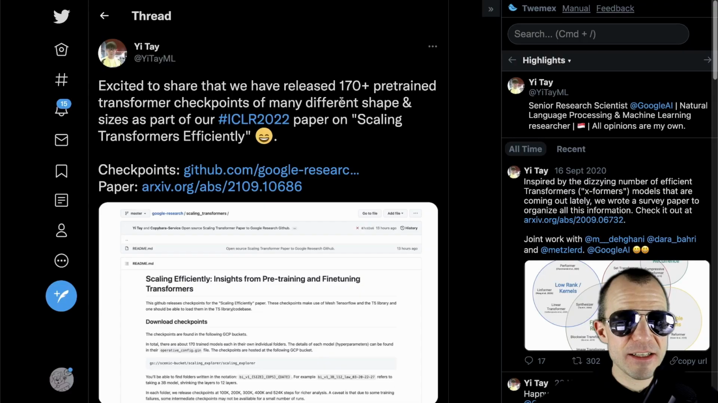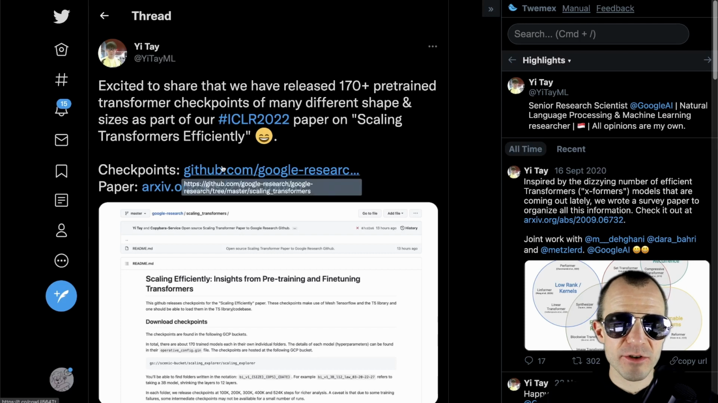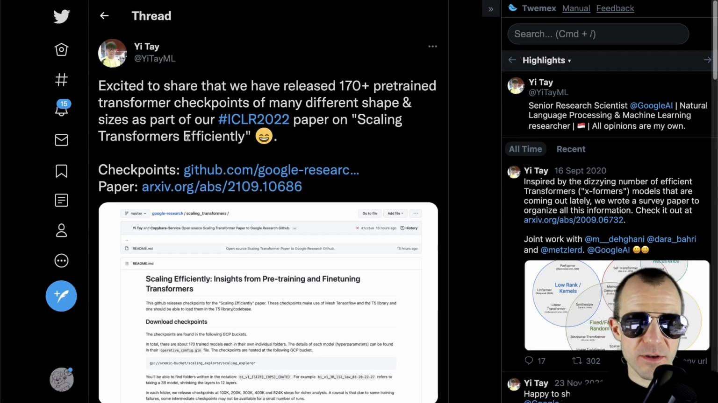Okay, we have some helpful things this week. The first helpful thing is Yi Tay saying they've released over 170 pre-trained transformer checkpoints of many different shapes and sizes as part of their paper. This is by Google Research. Check out the Scaling Transformers paper, the Scaling Transformers repo, and the models released.